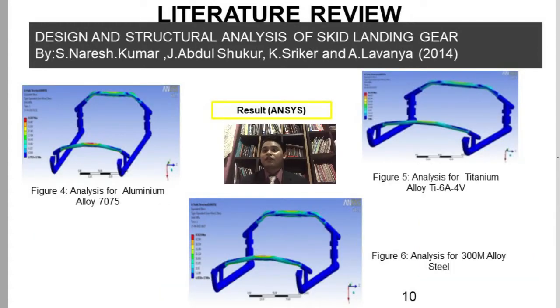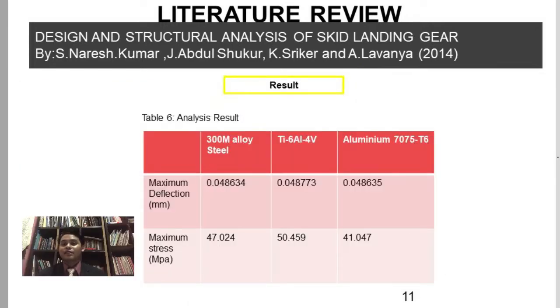As you can see in figure 4, figure 5, and figure 6 are the results of the analysis made in ANSYS for the aluminium, titanium, and alloy steel. We can see that the most critical part is at the center of the cross part for all of the materials. From the maximum deflection result, we can see that all of the materials are almost the same. However, for the maximum stress, we found that aluminium 7075T6 has the lowest maximum stress compared to the others. So aluminium 7075T6 is the best material to use.